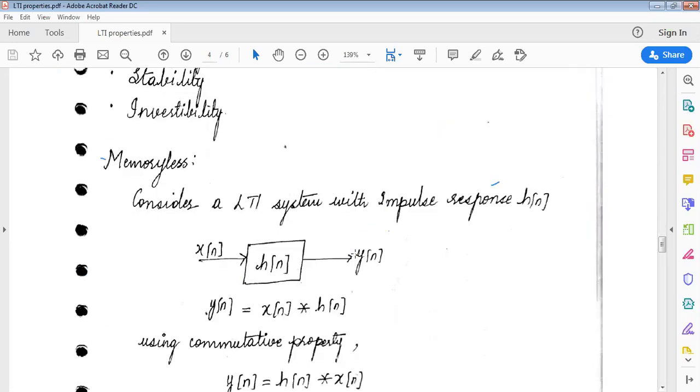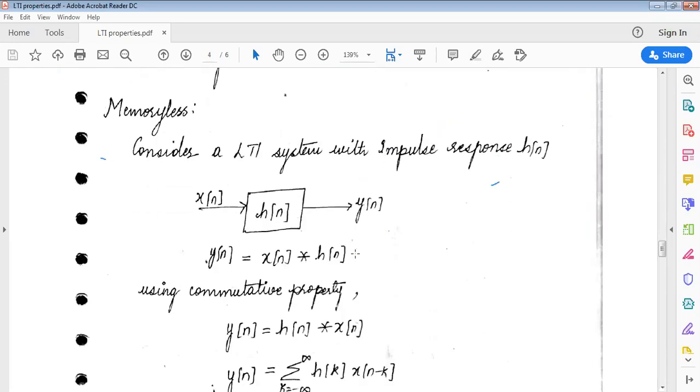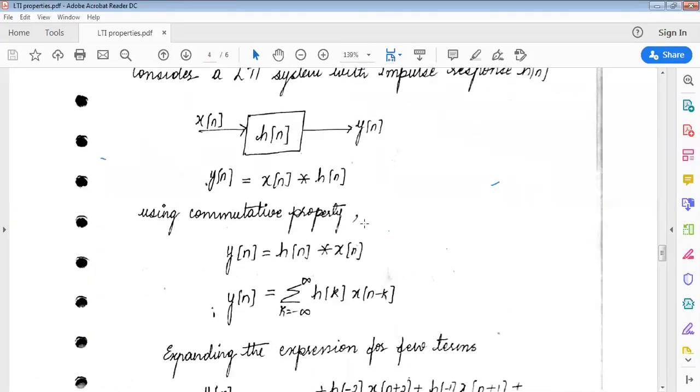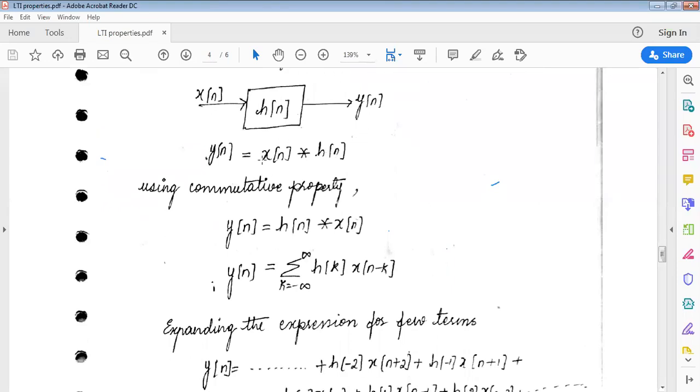Okay, first coming to the memoryless property. Now, to understand when the LTI system becomes memoryless or when it has memory, let me consider an LTI system. So this is an LTI system with its impulse response h of n. So what is the output of an LTI system? You all know, the output of an LTI system is the convolution of the input x of n and its impulse response. So we have written y of n is equal to x of n convolved with h of n.